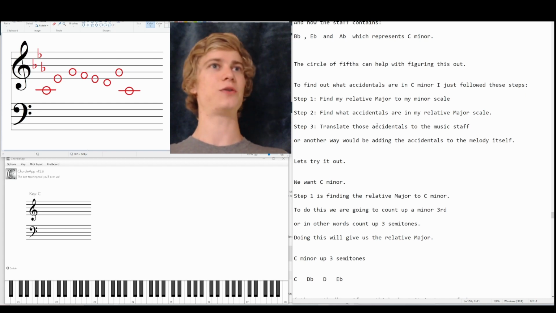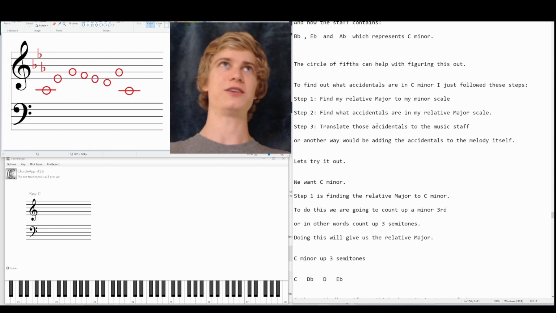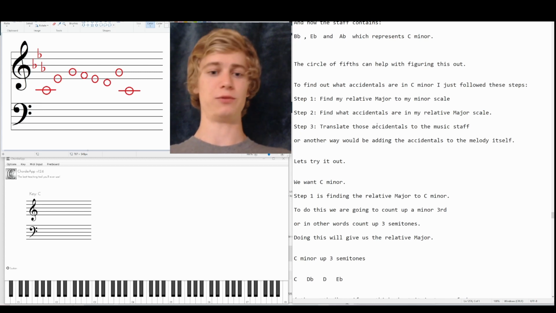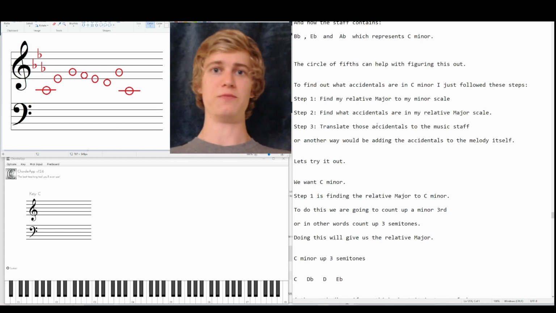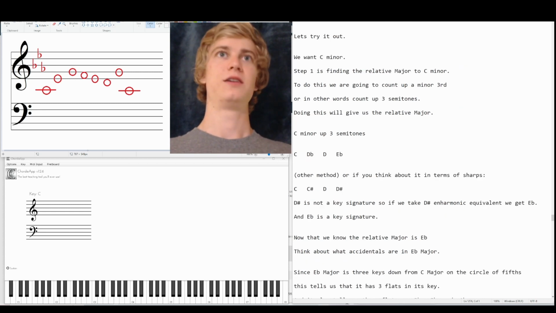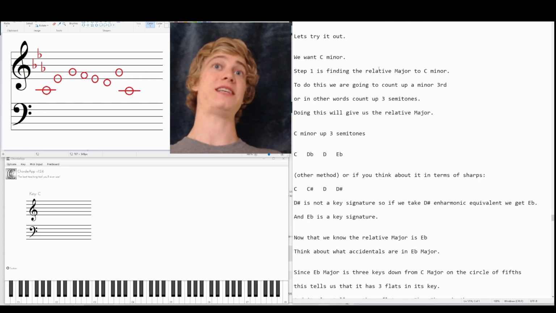I'm trying to teach you some basic stuff here, and it's just like learning how to read and write English. It's just a way to be able to think of something and be able to write it down so another day you can look at it, or from that idea you can maybe branch off, get another idea, or vary it somehow. So let's try out that method. We want C minor.